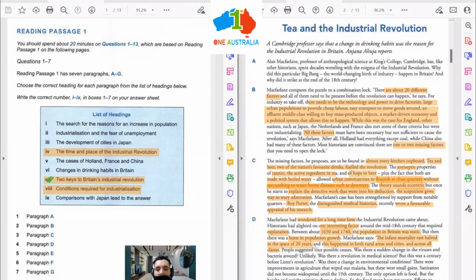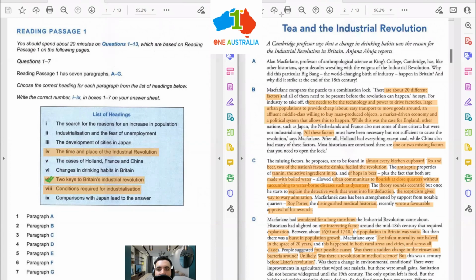People suggested four possible causes. So there were four possible causes suggested. First, they're saying, was there a sudden change in the viruses and bacteria around? So the first question that was asked, why did the infant mortality rate halve, why the decrease? Was there any change in the viruses and bacteria? They're saying unlikely. No, there wasn't. Was there a revolution in medical science? Was there any kind of revolution? They're saying, but. Now the word but conveys that they're going to negate this as well. But this was a century before Lister's revolution. So they're saying this was a century before Lister's revolution.